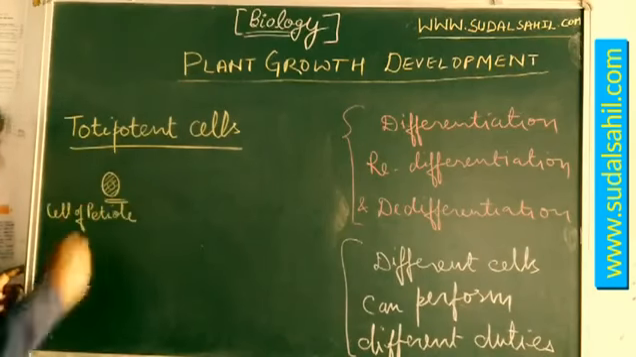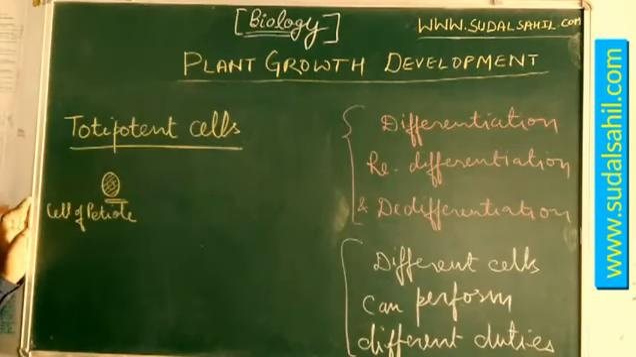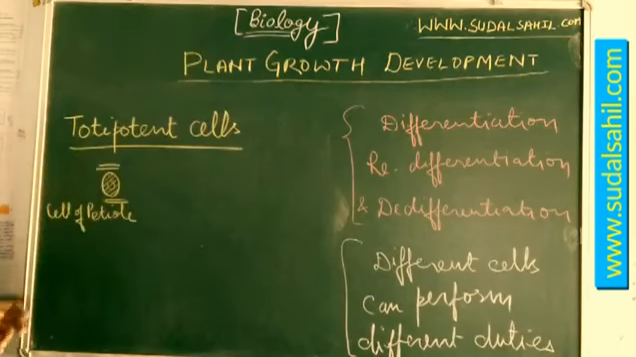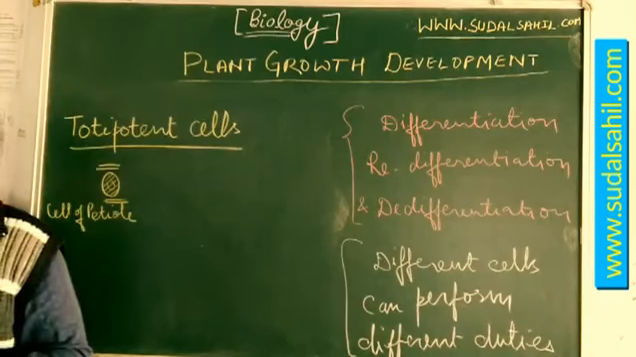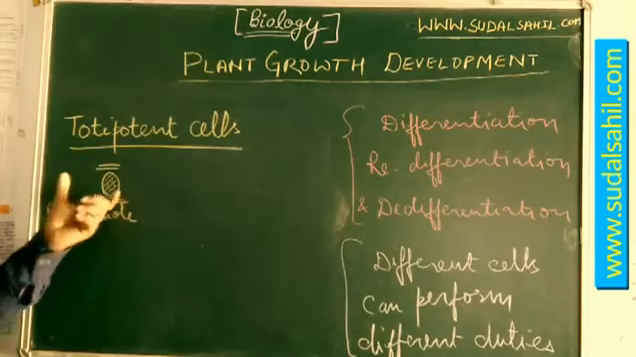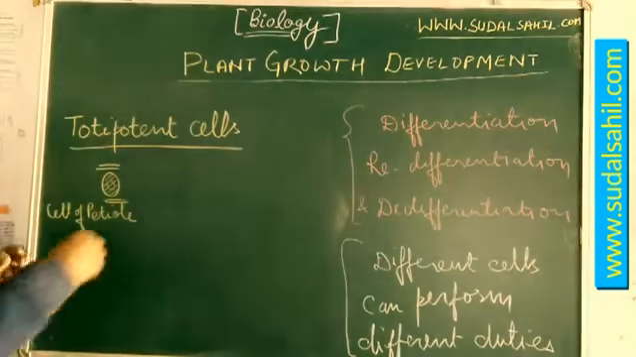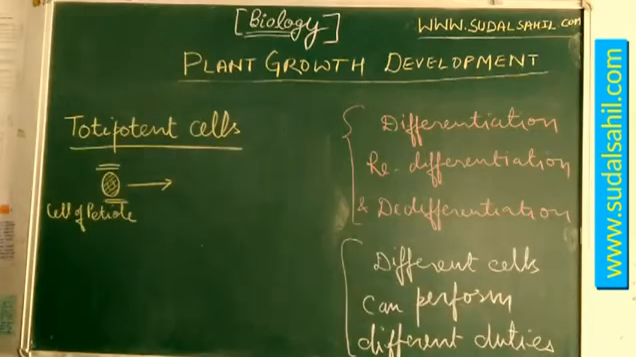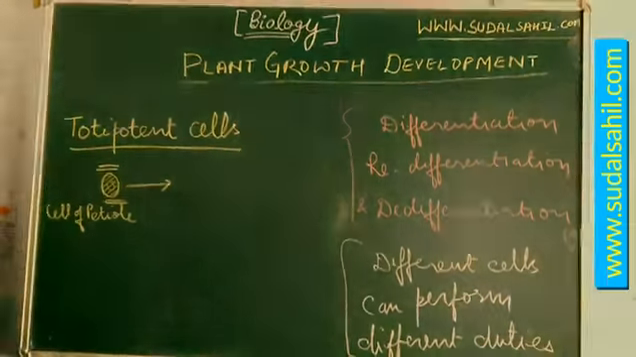Now consider some part of the plant dies due to unfavorable conditions like drought, and this cell remains alive. This is the only cell that remains alive. Now can this cell divide or make a whole plant? Not possible. This can't divide.